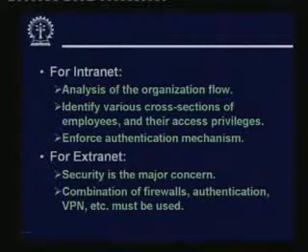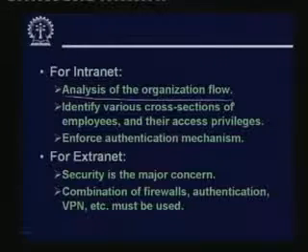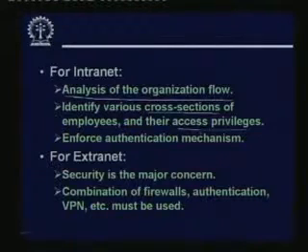Now, for an intranet, as I said, since we are trying to maintain an information system for the organization where different cross sections of the employees may have access to different cross sections of the information, some analysis of the organization flow and the different categories or cross sections of the employees, and their access privileges, should be identified. This is very important because if this process is not done properly, then some employee may have some privileges or access to some information which they should not have.